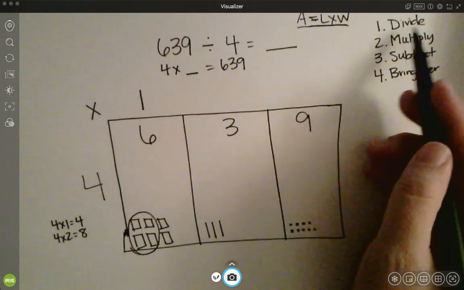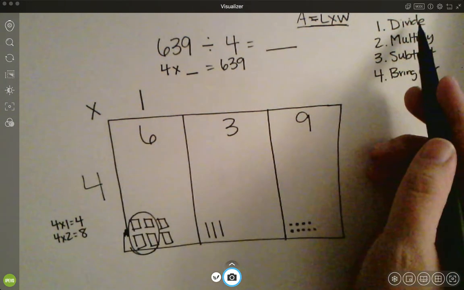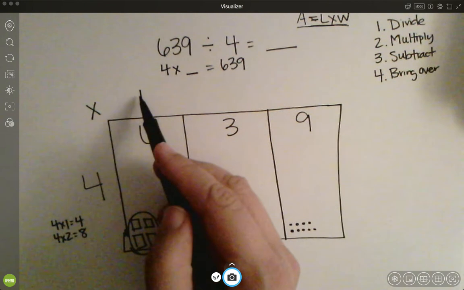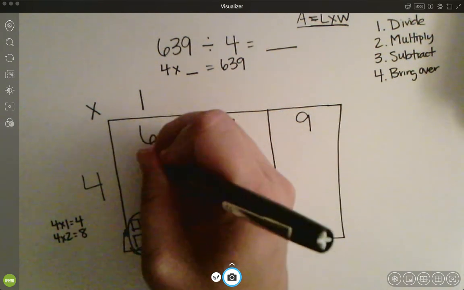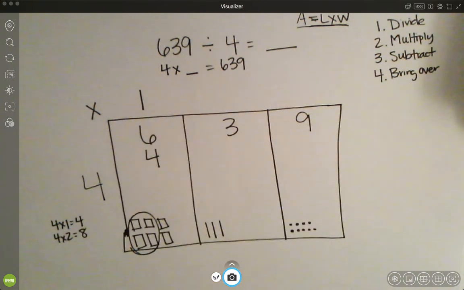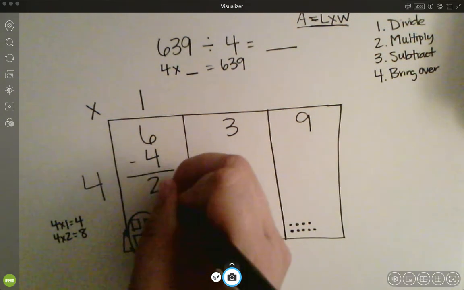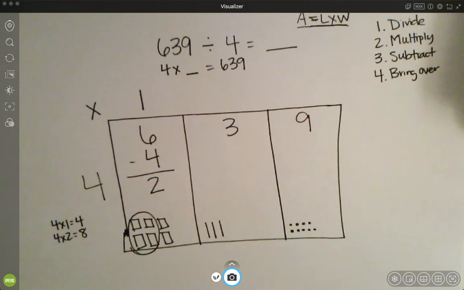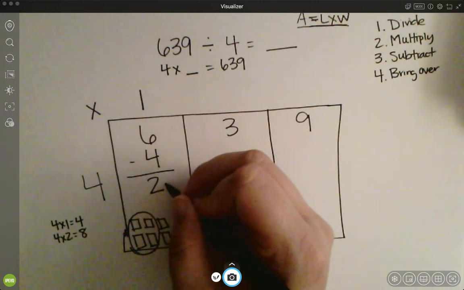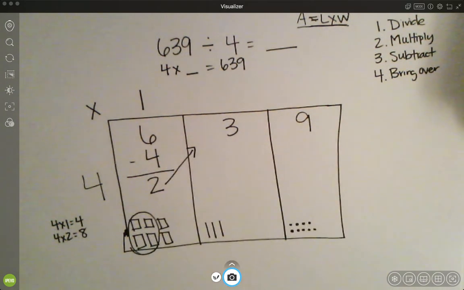So that's my first step. If I'm doing my lazy way, I'm going to divide. Then I'm going to multiply. 1 times 4 equals 4. You just write that underneath the 6 there. Now I'm going to subtract and see, what is left over? 6 minus 4, there's 2 left over. And then what's left over, I bring to my next place.